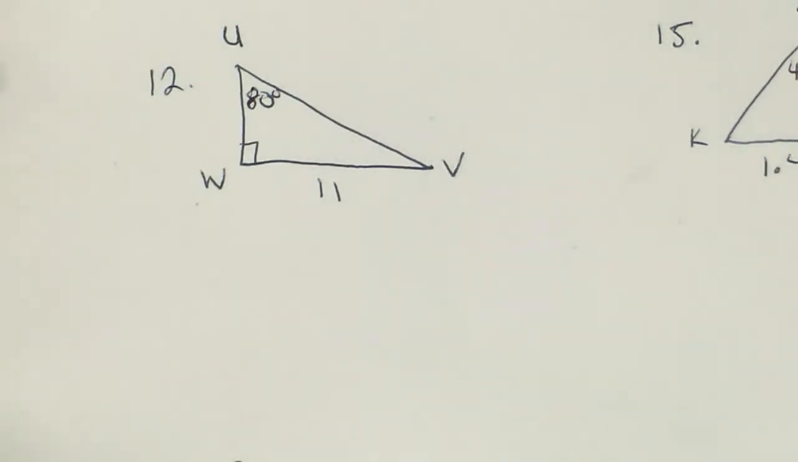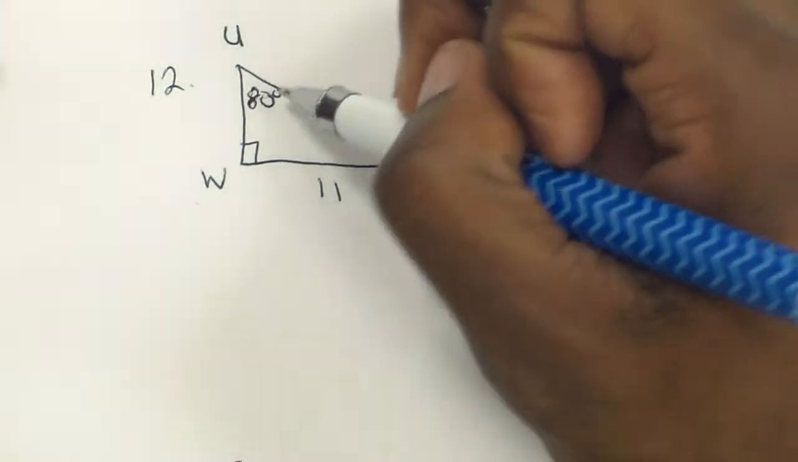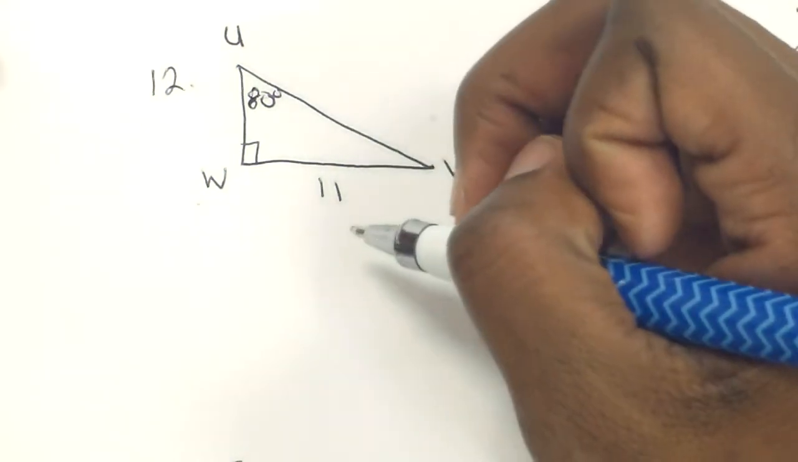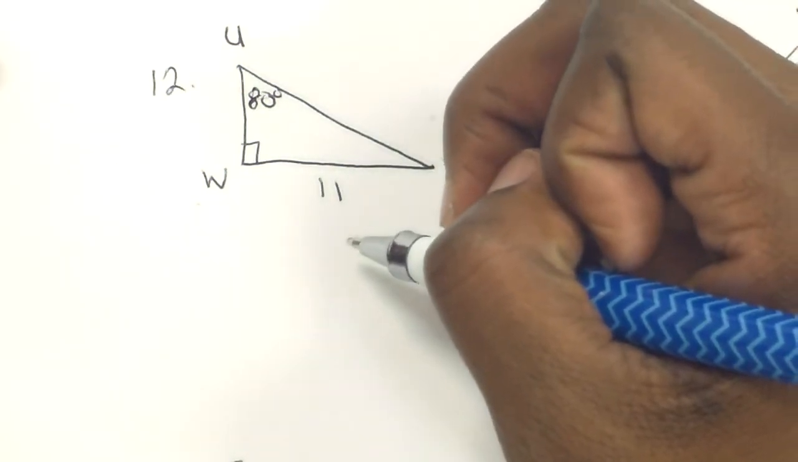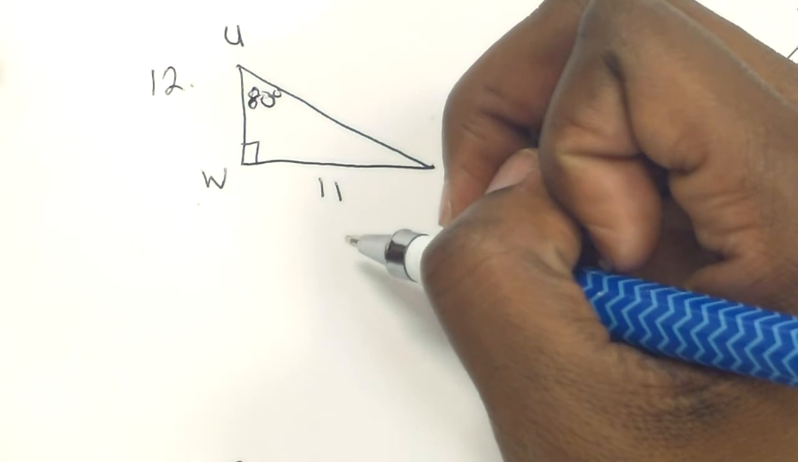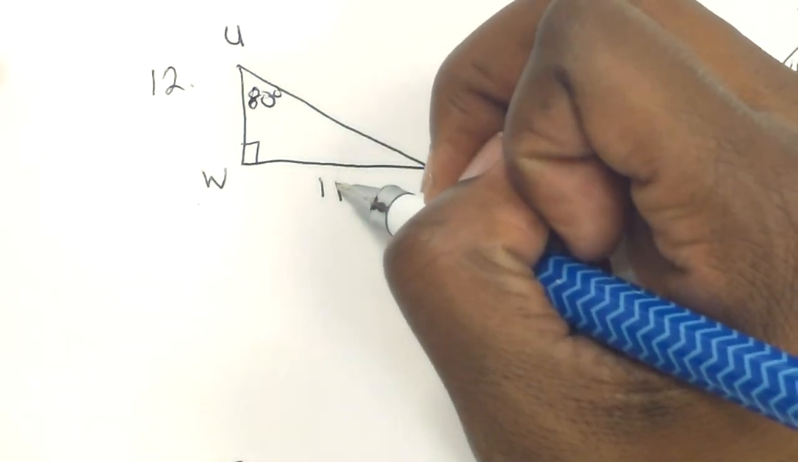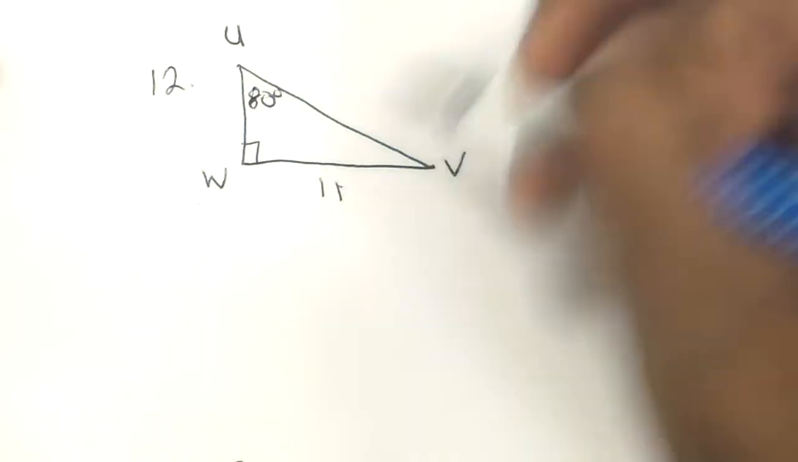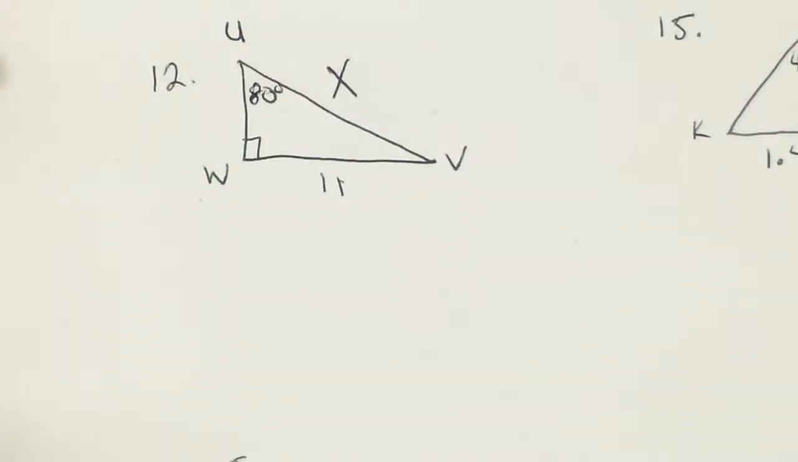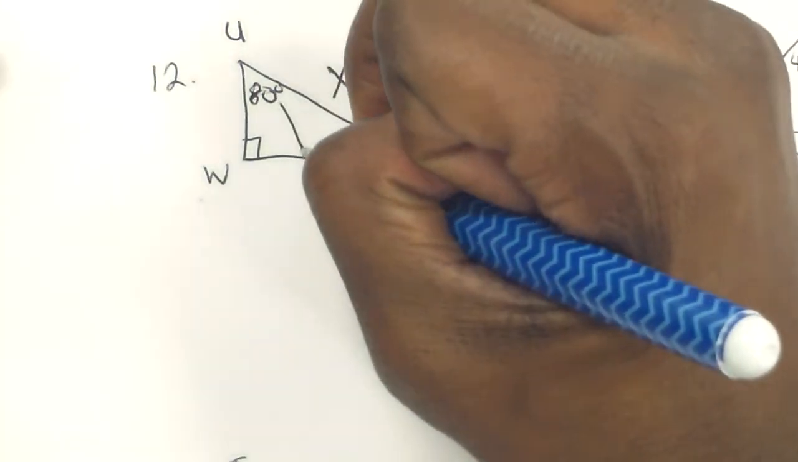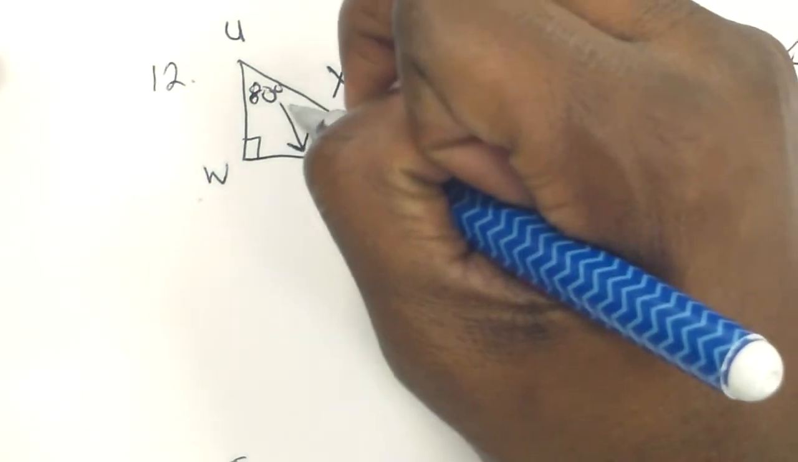Okay, here's number 12. It's 80 degrees right here, and so we're given 80, we're given a side of 11, and in this problem it wants us to find UV. So start with what you're given. We're given the opposite side, and we're looking for the hypotenuse.